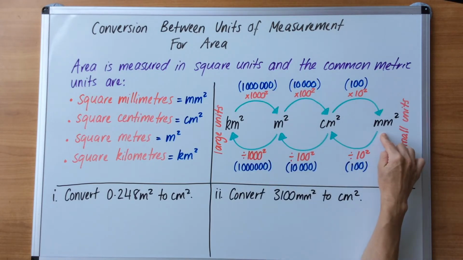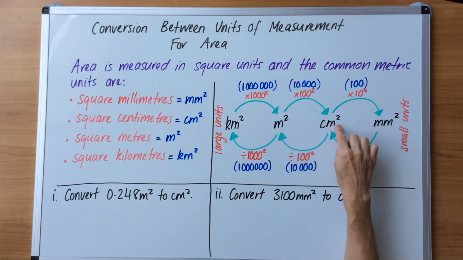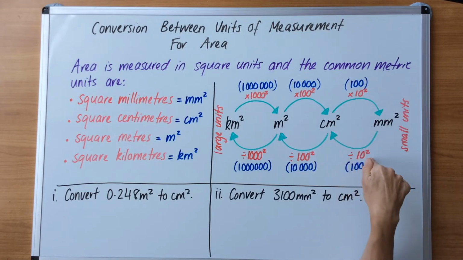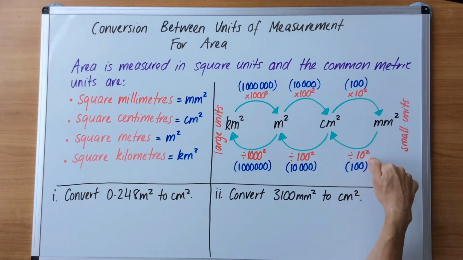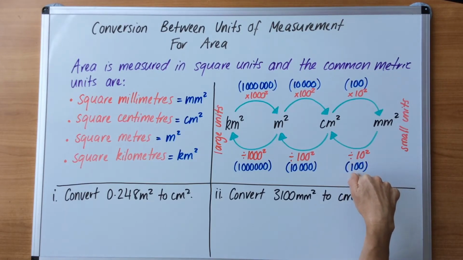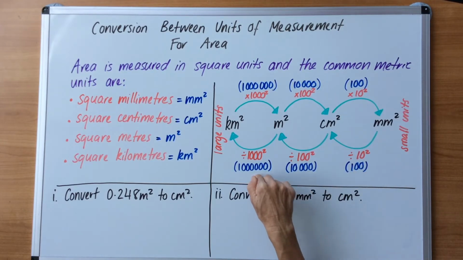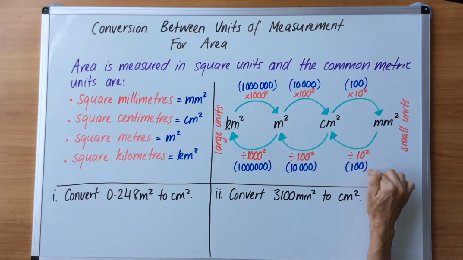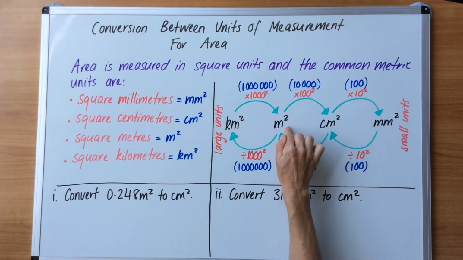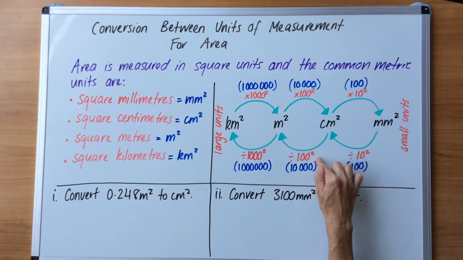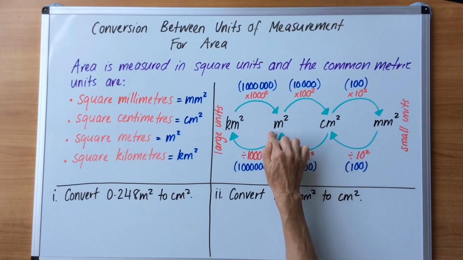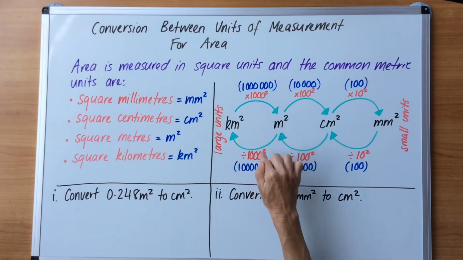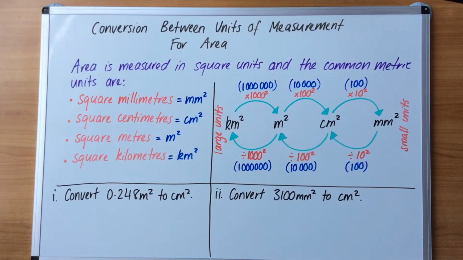If you have millimetres and you want to convert it to centimetres, you have to divide by 10 squared. And again, 10 squared equals 100. So all the numbers in the blue in the brackets are the calculations from the red. If you're going from centimetres to metres squared, you have to divide by 100 squared. And if you're going from metres squared to kilometres squared, you have to divide by 1,000 squared.